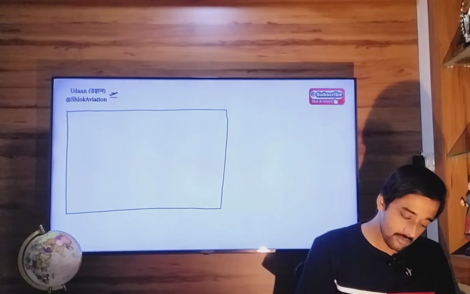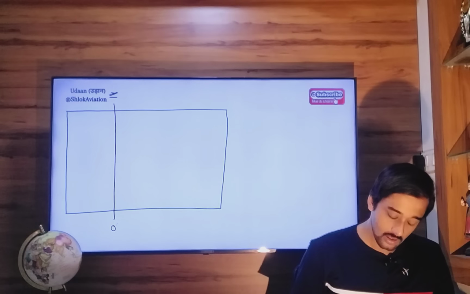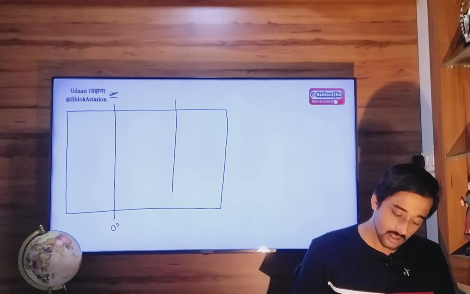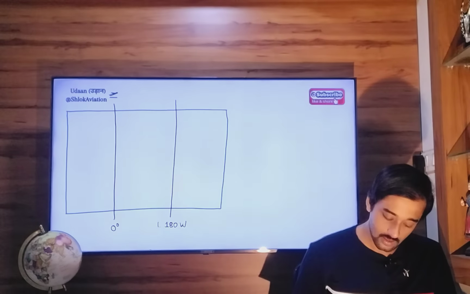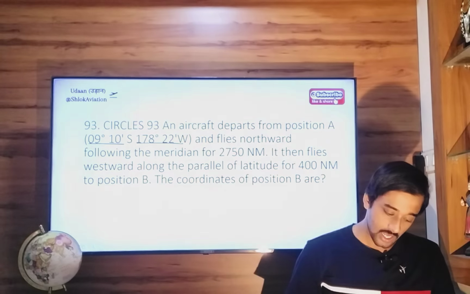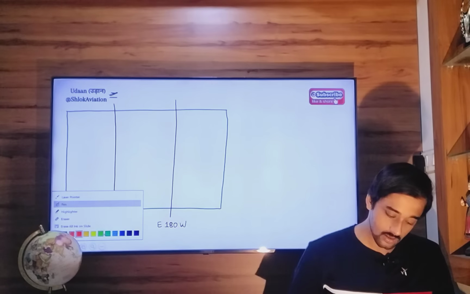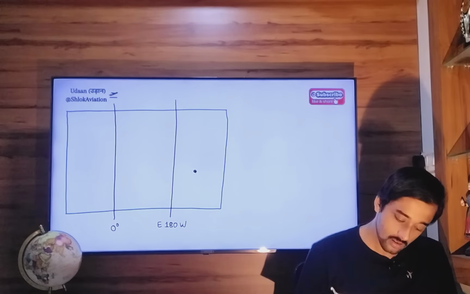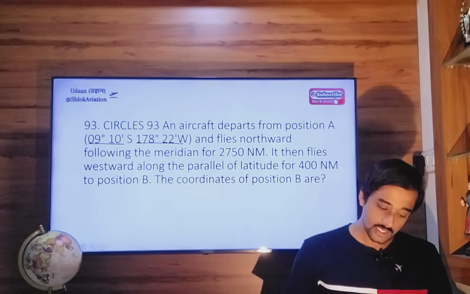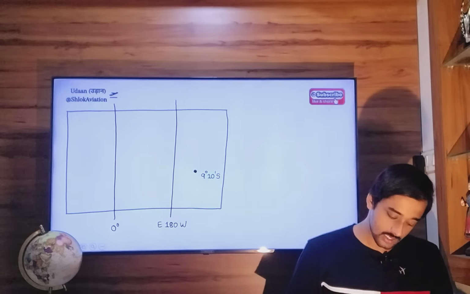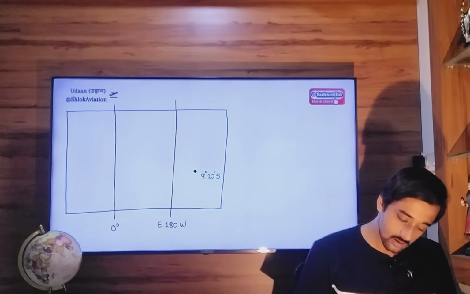so this is your prime meridian, let's say. This is your 180 degree anti-meridian. So 180 west this side, east here. 9 degree 10 minutes south, 178 degree 22 minutes west.